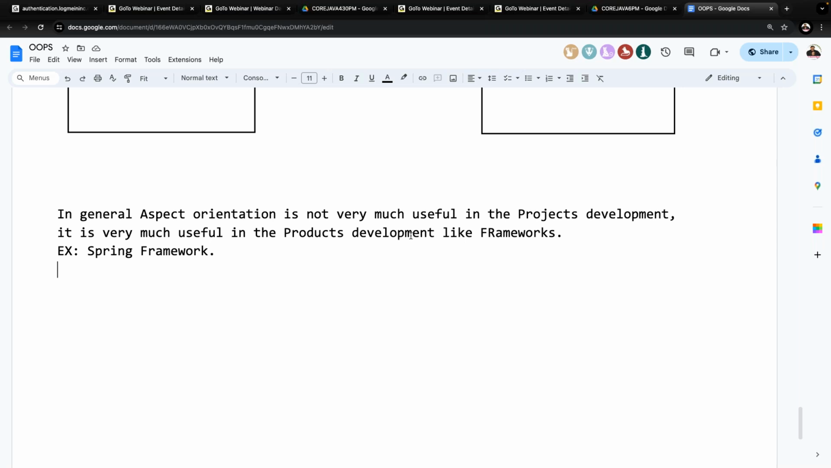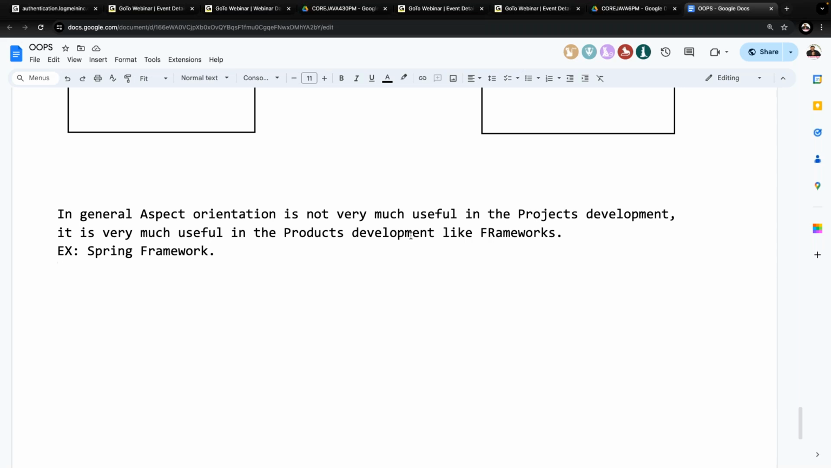A separate module is provided for aspect orientation. What is that module actually? AOP module. What is that AOP? Aspect oriented programming in Spring framework. Okay. Again, we will see the topic there in the Spring framework content.